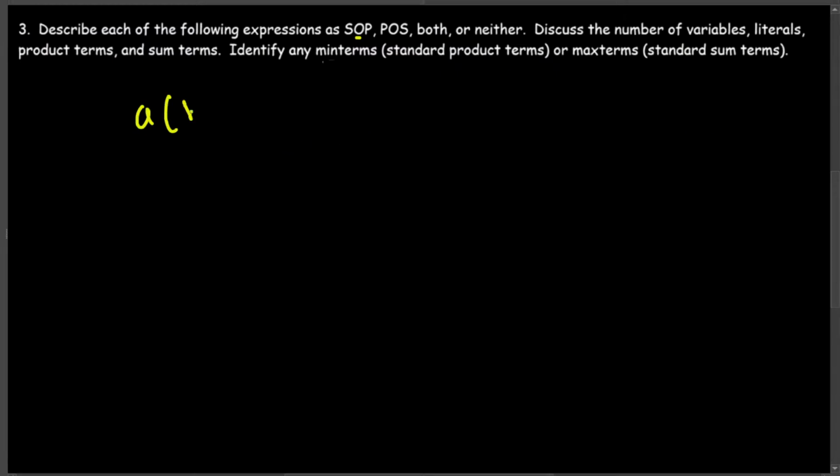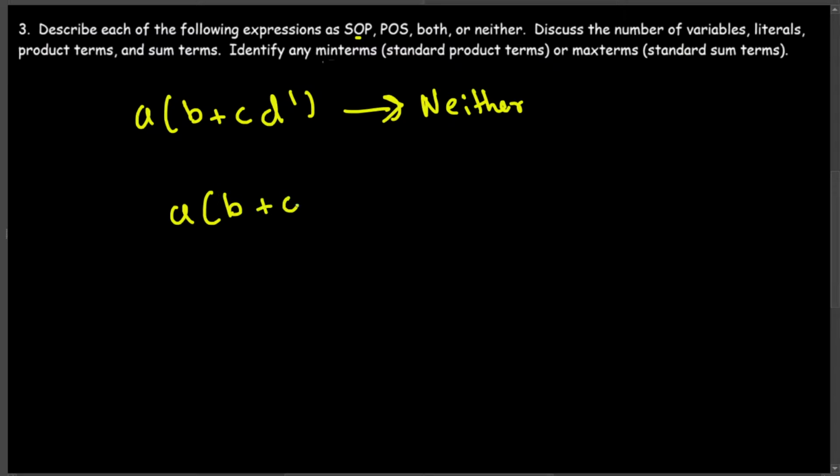A, B plus C, D prime. What is this one? Is this product of sums or sum of products? Okay, so here this is actually neither, because it's all mixed up. But if we don't have this C, then what will it be? Like if we have A times B plus D alone, what will it be?